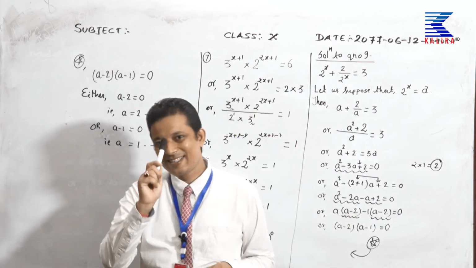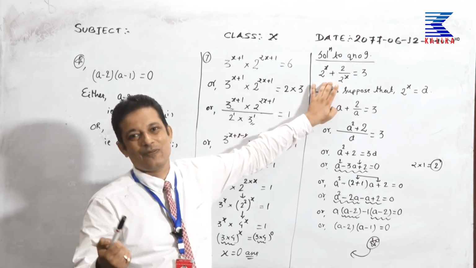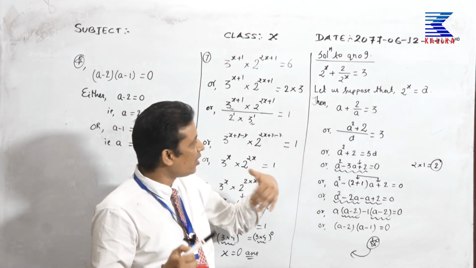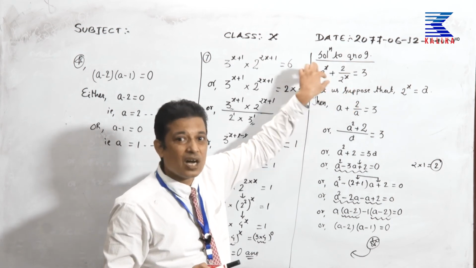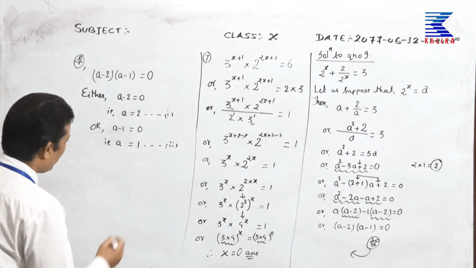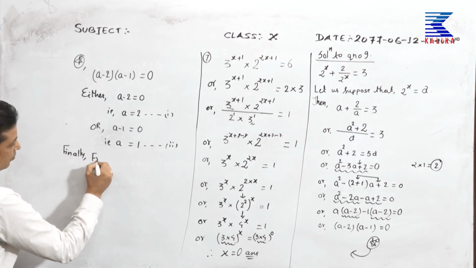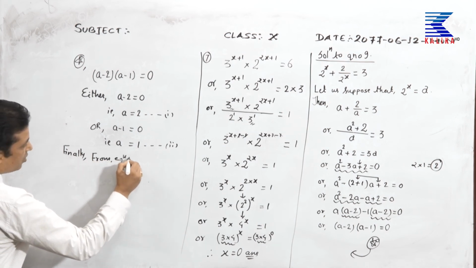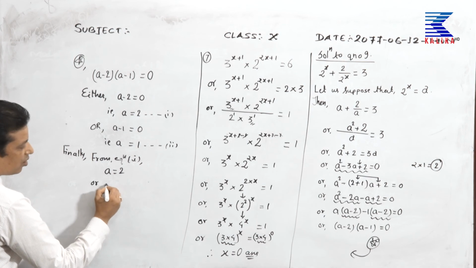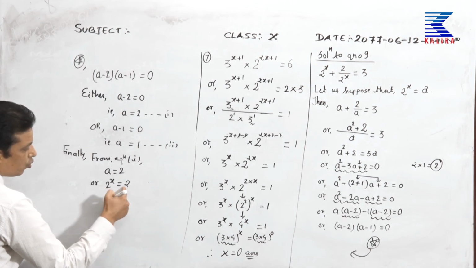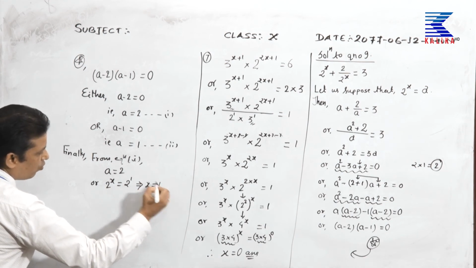Now, let us see the question, dear student, whether we are solving for a or we are solving for x. A is the term that we supposed for 2 to the power x. Actually, we are solving for x. Therefore, we replace the value here. Finally, from equation 1, a equals 2 or 2 to the power x is equal to 2. 2 means 2 to the power 1. This implies x is equal to 1.